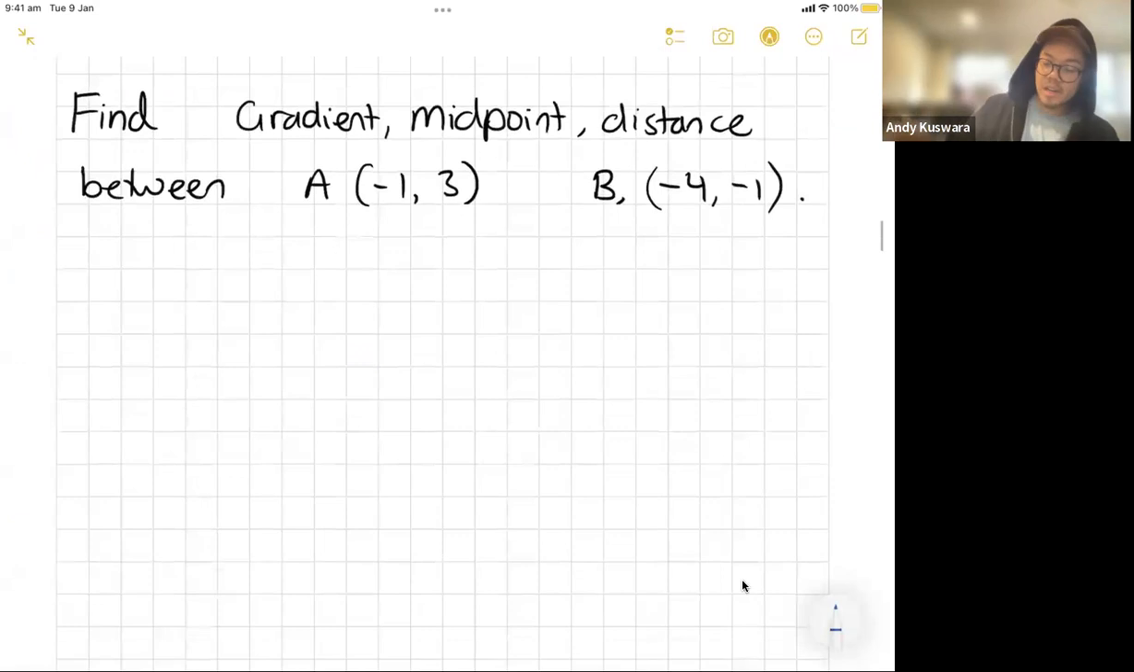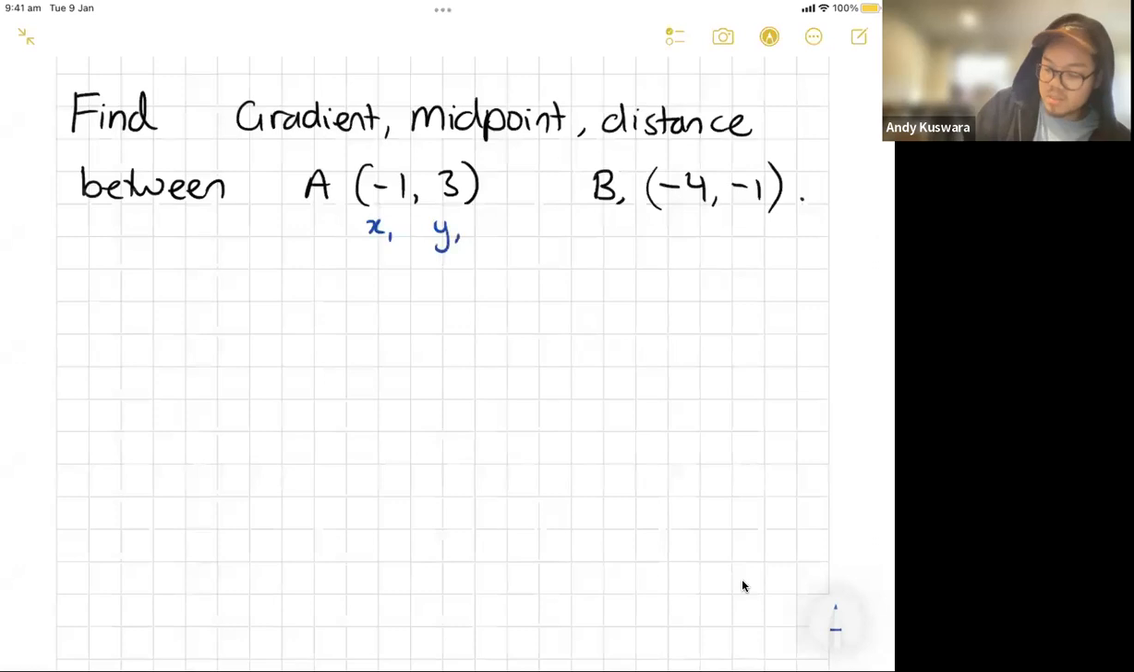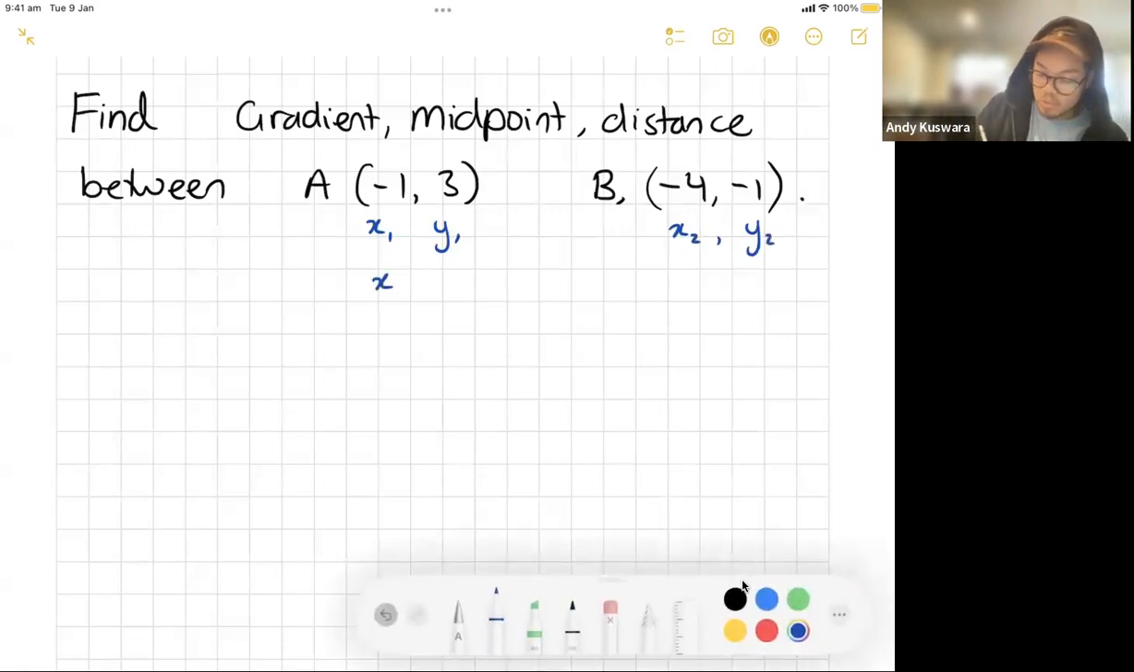Okay, let's try some questions here. We've got 2 points, A and B. You want to find the gradient, midpoint, and the distance. The easiest way to do this is honestly to label your points. I find most people make mistakes because they don't label their points, or they label them incorrectly. Remember, every point has one x value and one y value, not x1, x2. Every point has one x and one y coordinate.